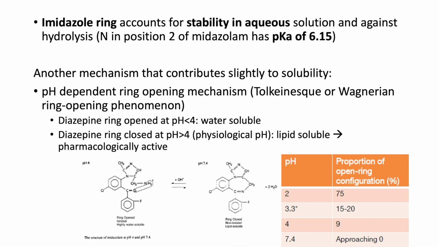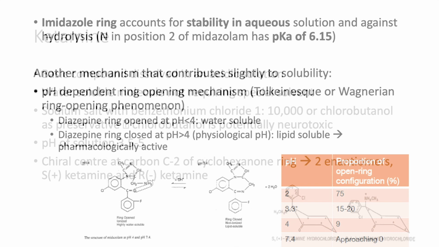That's another mechanism, the Wagnerian ring opening phenomenon. We have this diazepine ring as well, which is over here. Sorry, this is the diazepine ring. This is the imidazole ring. So for this phenomenon, they say that it can also open up, making it very water soluble at a pH of less than 4. However, at physiological pH it is approaching 0. That's why it contributes almost none of the water solubility. However, the imidazole ring is what renders midazolam water soluble. I hope I'm not confusing you with all these terms, but you know that midazolam has 2 rings, the diazepine ring and the imidazole ring, and the imidazole ring is the one that contributes to the water solubility.